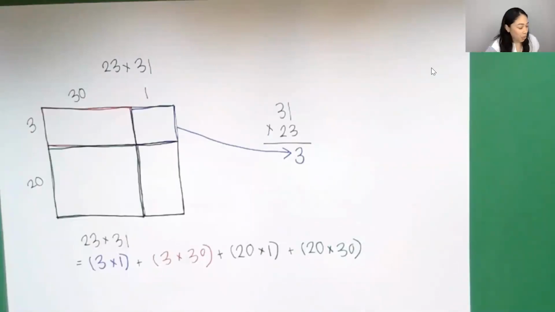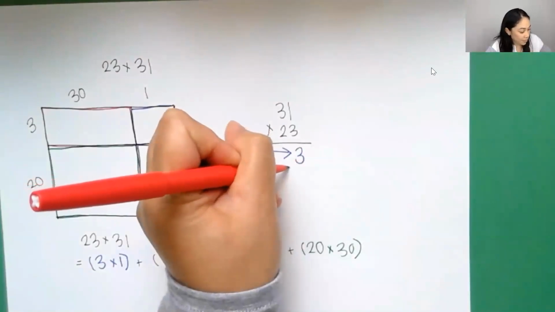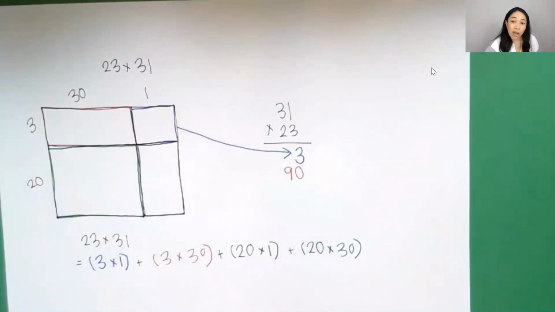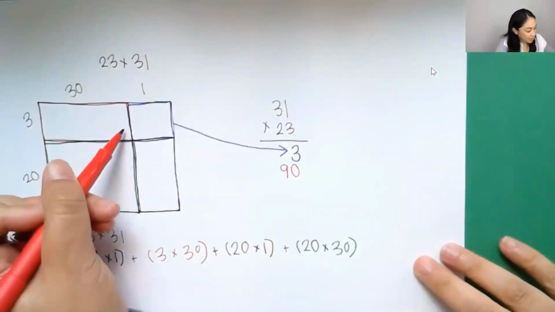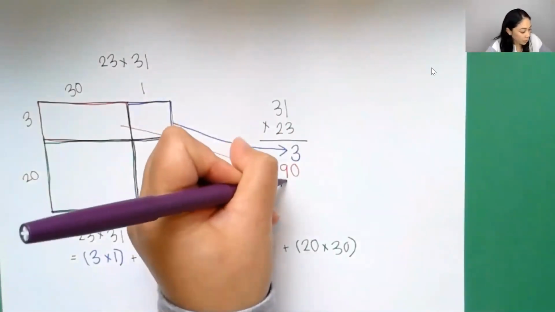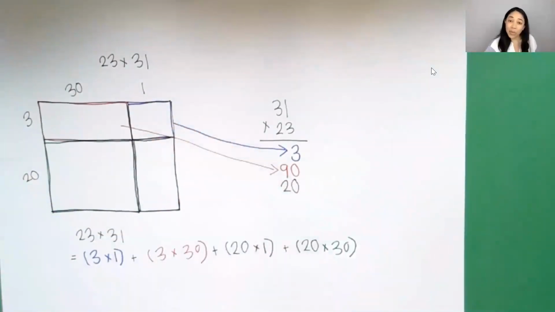9/10... Record the partial product below. 9/10 equals 90. Now let's draw an arrow connecting the rectangle with the corresponding partial product. What is 2/10 times 1/1? That equals 2/10, or 20. Just like before, let's record the partial product. And then we'll draw an arrow connecting the rectangle with the corresponding partial product.